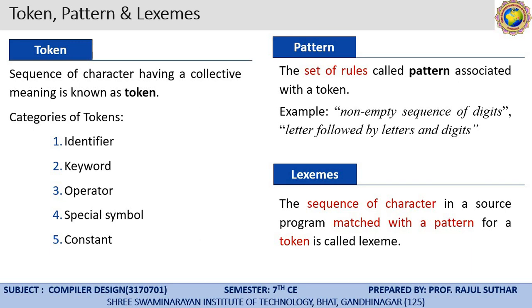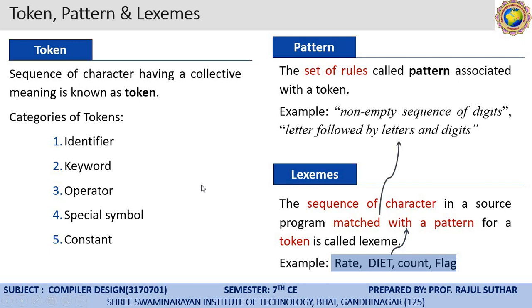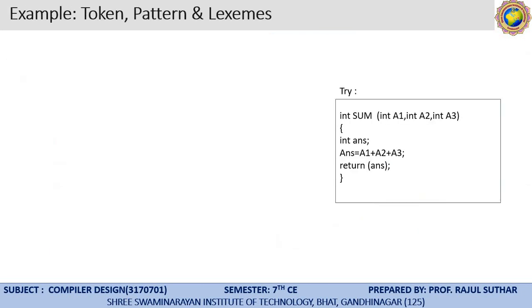So a lexeme is a sequence of characters in a source program that matches the pattern for a token. We can use words like rate, stat, count in our program. This type of word is called a lexeme. Okay, so I think you can understand easily by this example. A lexeme is generally related to the pattern, and the pattern is also connected to the tokens.